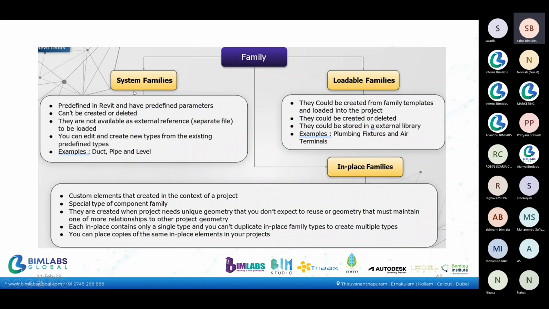First one is system family. System family is predefined in Revit and has predefined parameters. It can't be created or deleted. Examples of system families are duct, wall, pipe, etc. We can't create a new one, but we can edit and create new types from the existing predefined types. We can create a new type by editing and duplicating it. That is the system family. Examples are wall, duct, pipe, level, etc.